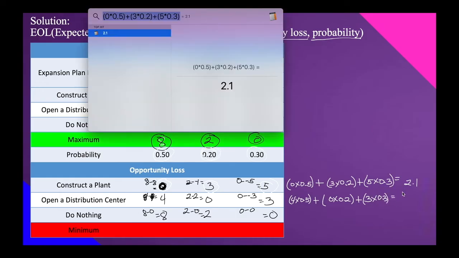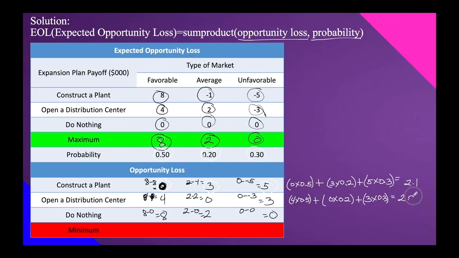And compute. Let's change the 0 into 4, the 3 into 0 because yung mga second nila is same lang naman. Yung 5 divided by 3. And this will be 2.9. Okay, so 2.9. Next, last one, do nothing.